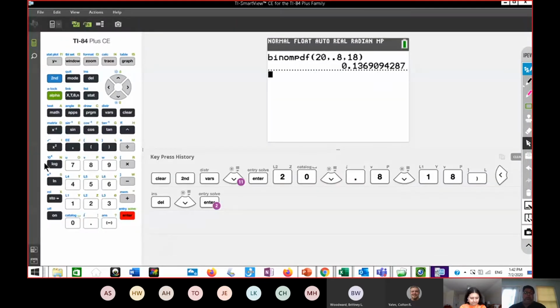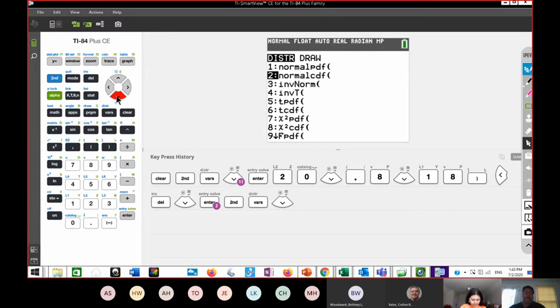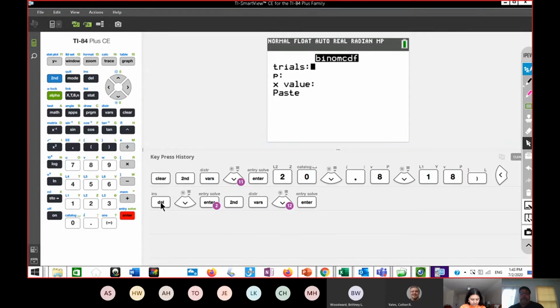All right, so here we go. Don't make the same mistake I did the other day. That's a P. I don't need that to be a P. I need it to be a C. So I'm going to hit second, Vars. Go down to binomial CDF, which means cumulative. And it's usually going to be cumulative to the left, just so you know that. So I'm going to type in 12, then 0.8, and then 4.